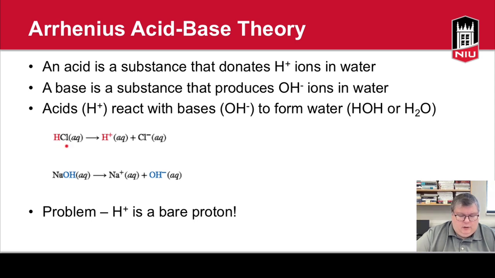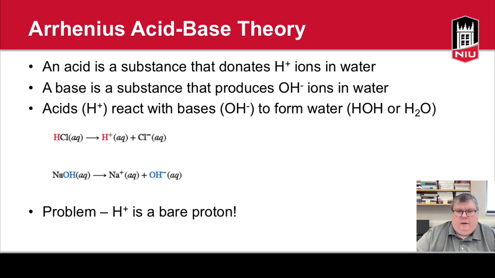So you can see here HCl donates a proton, or donates an H+ ion, in water, and we have the counter ion chloride. Similarly, sodium hydroxide donates a hydroxide ion and the sodium counter ion. You can tell acids because they're going to start with H's for the most part, unless they are organic acids. We'll talk about those in just a few minutes. And then bases are always going to contain hydroxides in the Arrhenius definition.